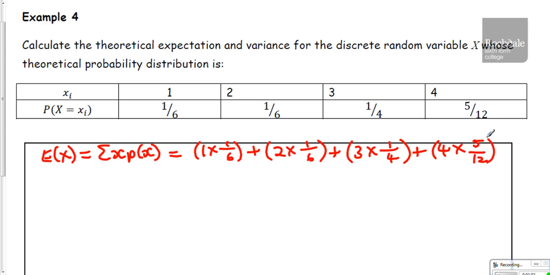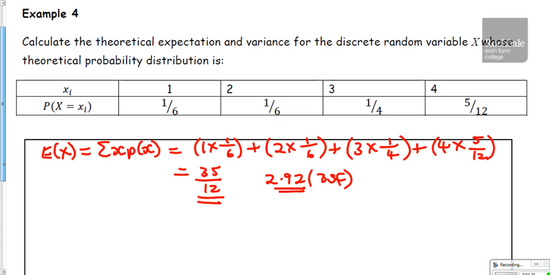Use the fraction facility on your calculator to type these in, and you should get an answer of 35 over 12. It's fine to leave answers as fractions. If you wanted to change it to a decimal, it's 2.92, but I like to keep things exact because I know I'm going to use this value in the next part of the question.